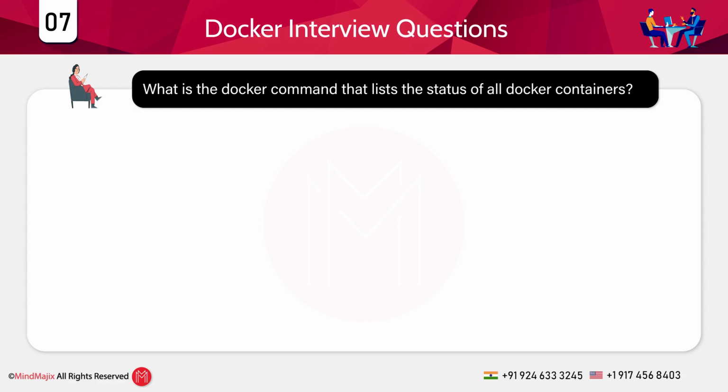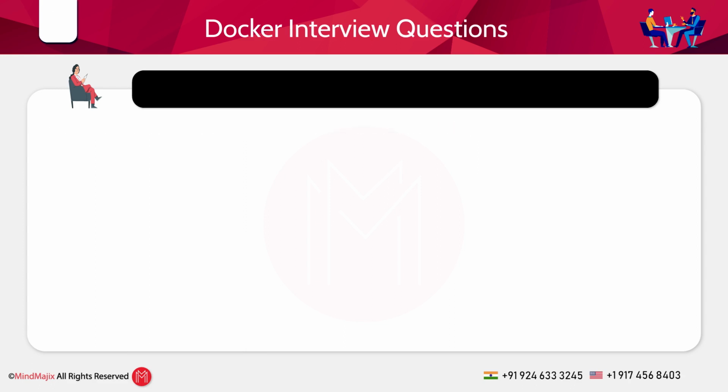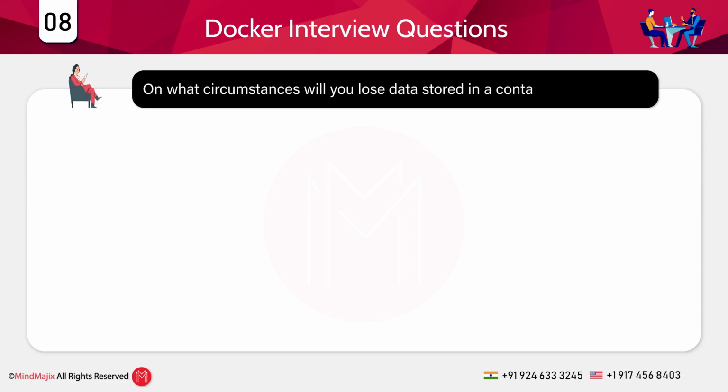It's simple. In order to get the status of all containers, we can run the command docker ps -a, and we can also run docker container ls -a, because the ps command is the oldest command in Docker. The latest command is docker container ls -a. Now the 8th question is, under what circumstance will you lose data stored in a container?